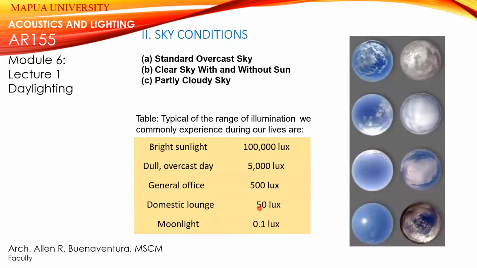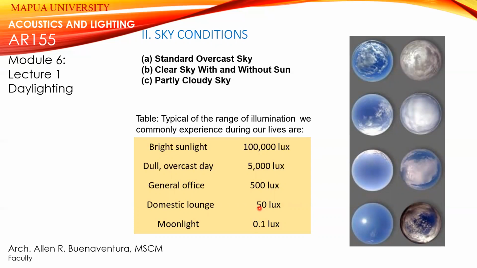So sky conditions, standard overcast sky, clear sky without sun, partly cloudy sky is typical of the range of illumination we commonly experience during our lives. Bright sunlight is 100,000 lux. Dull overcast day, it's 5,000 lux. In a general office, it's about 500 lux. In a domestic lounge, it's about 50 lux. In moonlight, it's about 0.1 lux.